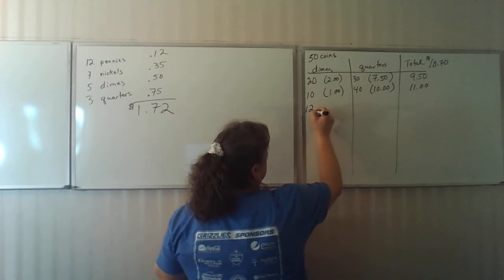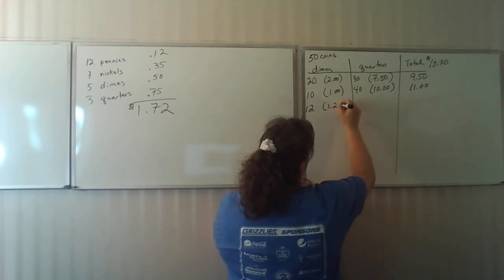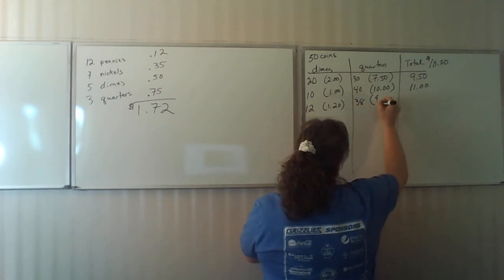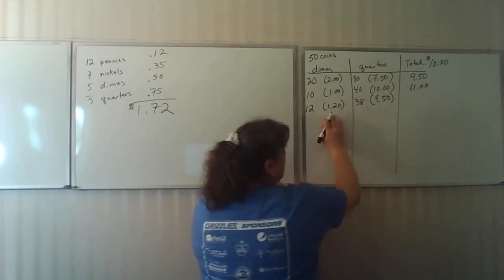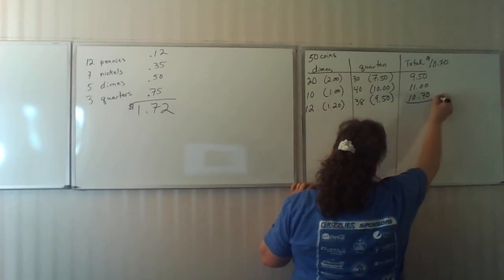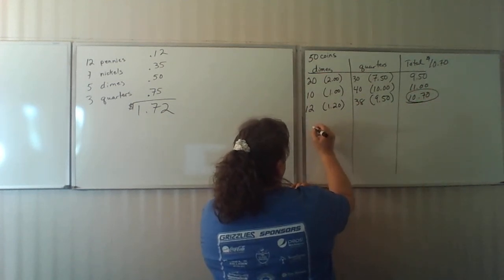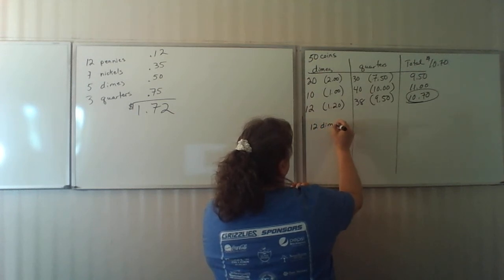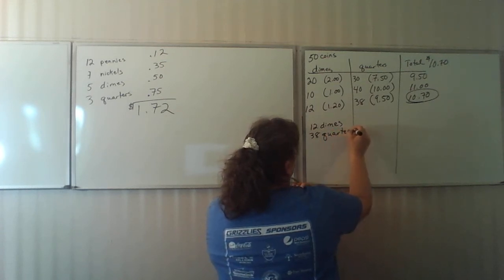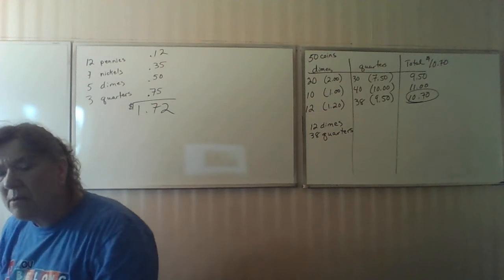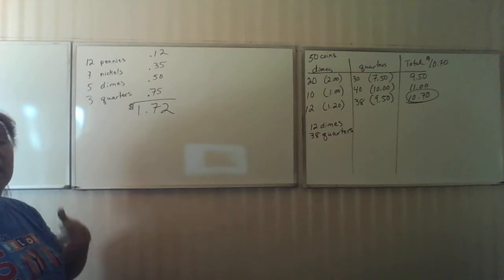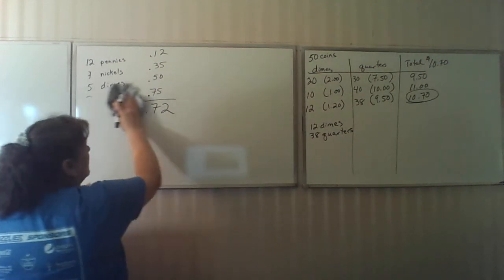How about 12 dimes, which is $1.20, and that leaves me with 38 quarters, which is $9.50. $1.20 plus $9.50 is your $10.70. So my answer is I'm going to have 12 dimes and 38 quarters. That's one approach to get this problem solved. It's just a guess and see if it works, and then try again and put it in a chart so it makes sense for you.